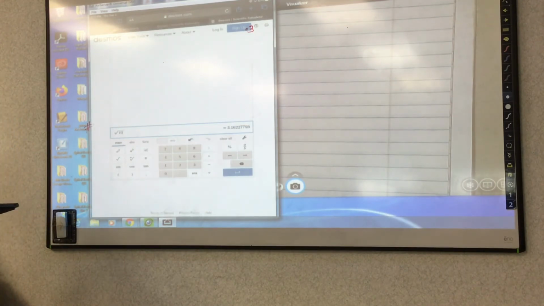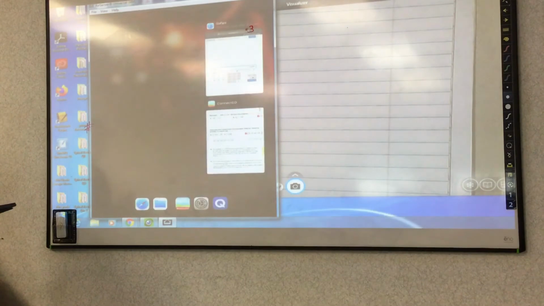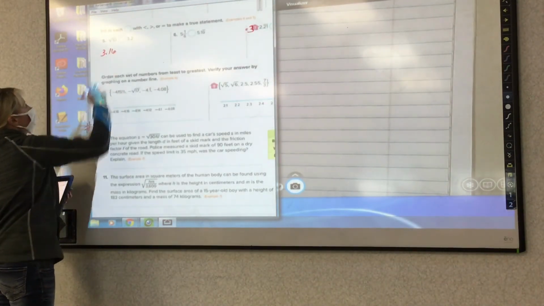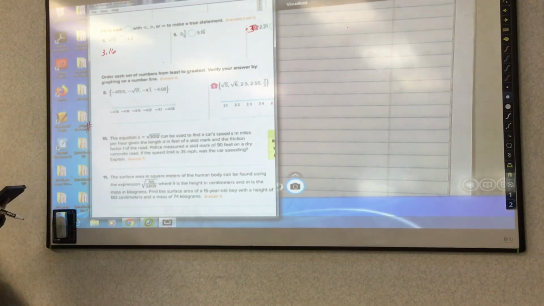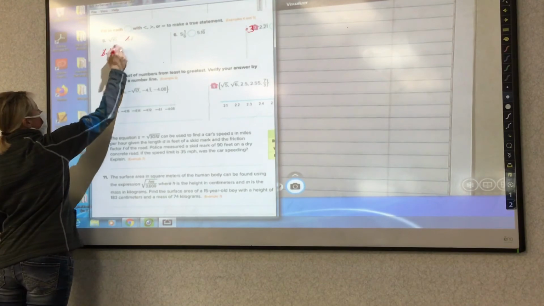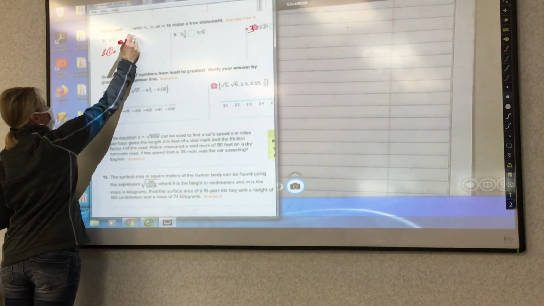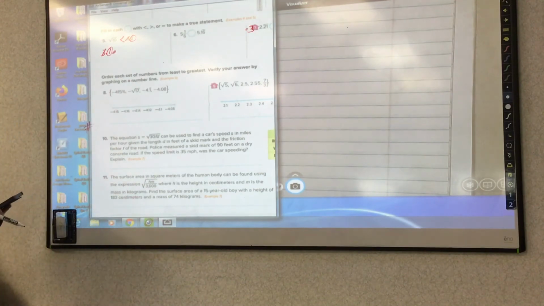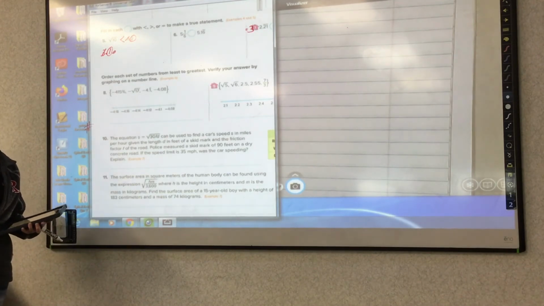Okay, there's your answer. So it is 3.16, and I can really stop there. Because if I'm comparing, my ones are the same, but my tenths places are different, and 1 is less than 2. That's the work that you need to show. It's not like you're adding and subtracting a bunch of stuff, but you are showing some work.